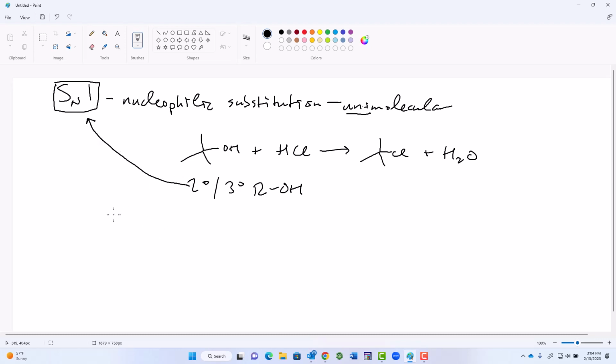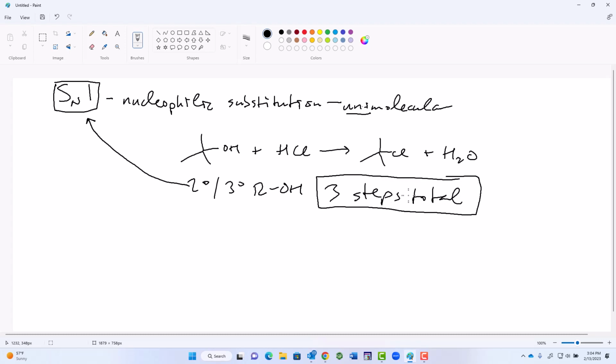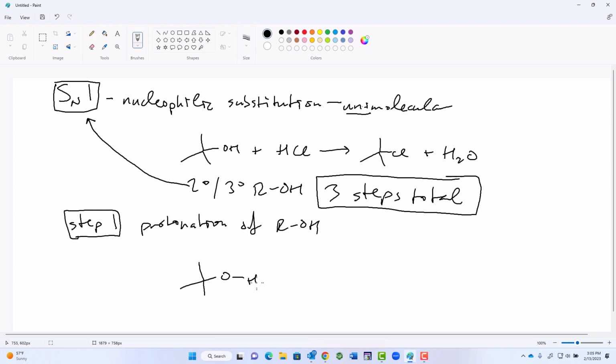So let's look at this step by step. So there's going to be 3 steps total in an SN1 mechanism. Each are going to be elementary steps, and combined we will see that they add up to make this total reaction we see above. So what is step 1? So step 1 is going to be protonation of the alcohol. So we have our alcohol plus HCl.